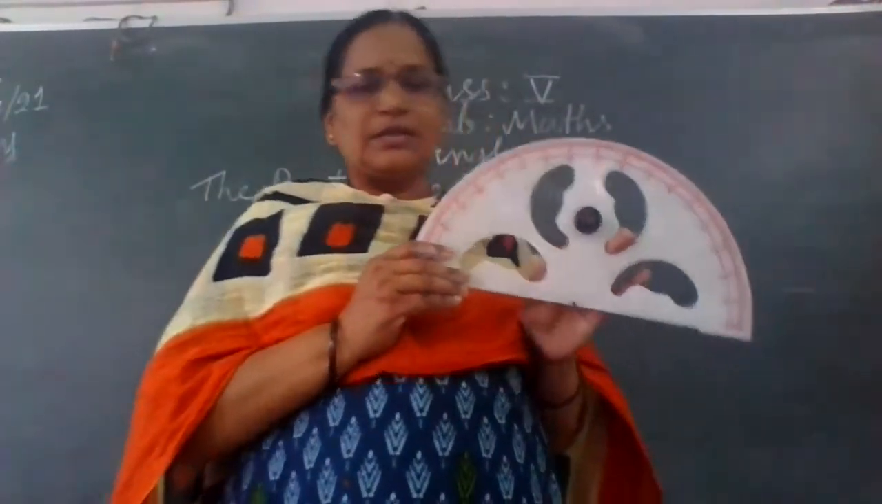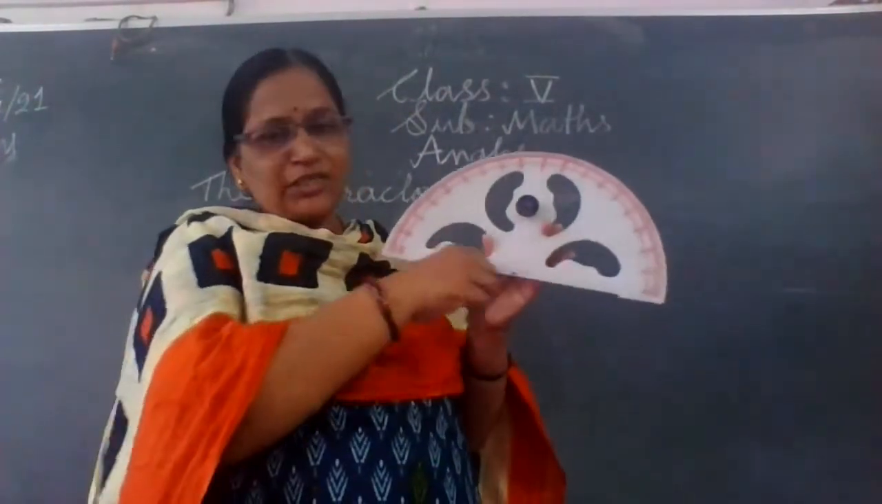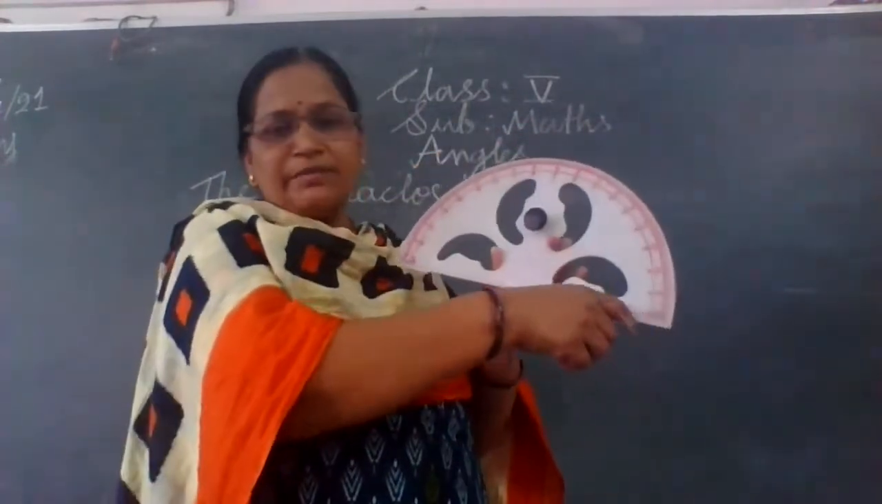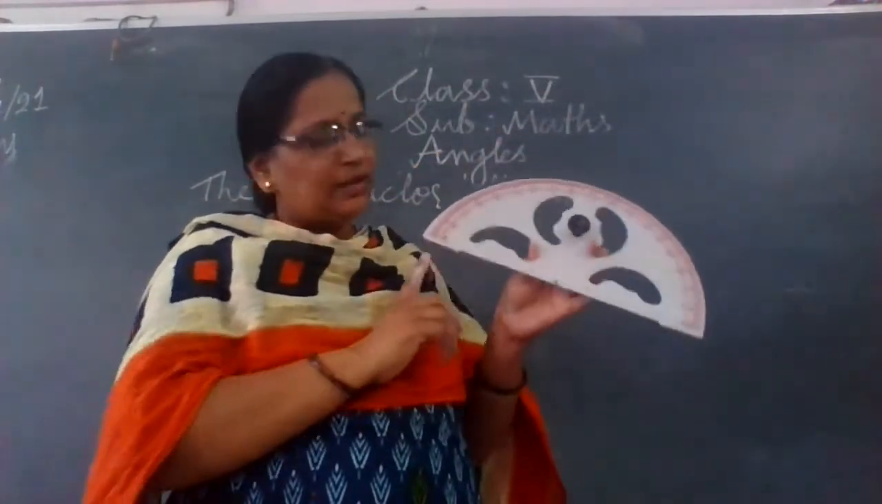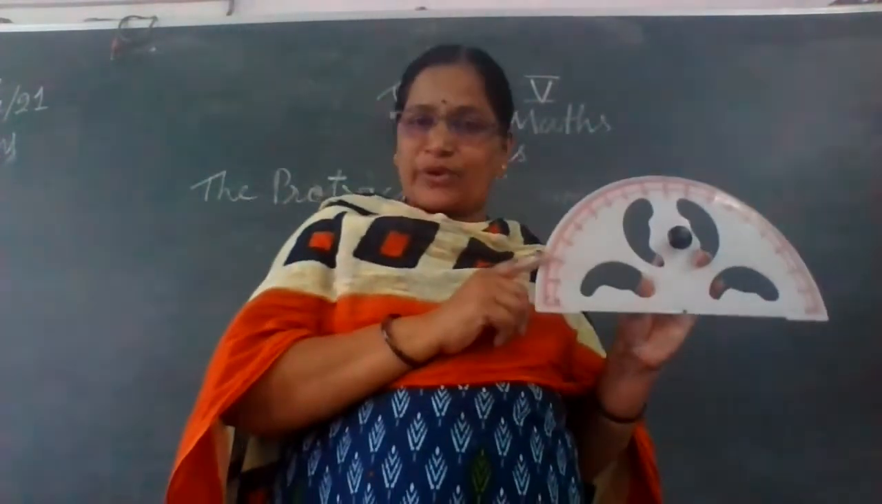Yes, it is a semi-circle. And what is it? It is the diameter of the circle. If this is complete, then it will be the diameter of the circle. Okay. So this diameter is known as the baseline of the protractor.